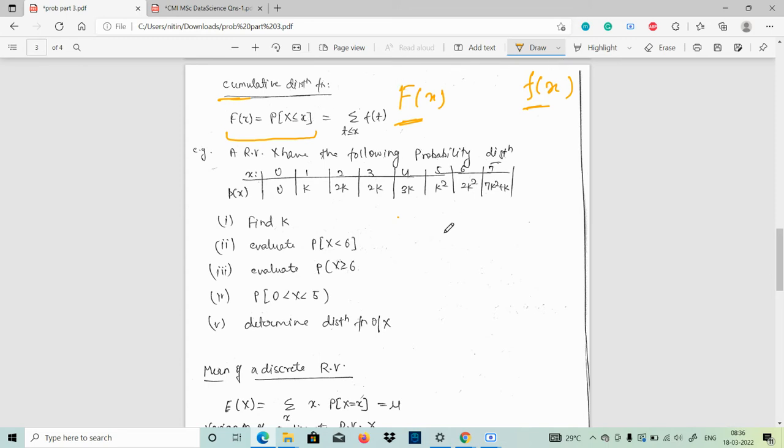Okay, so if you are trying to find F(0), it means the probability that X is less than or equal to 0. If we're trying to find F(1), it means the probability that X is less than or equal to 1. Obviously, if your X takes values 0, 1, 2, this means the probability that X is equal to 0 and the probability that X is equal to 1. Okay, so these things are about the cumulative distribution function.